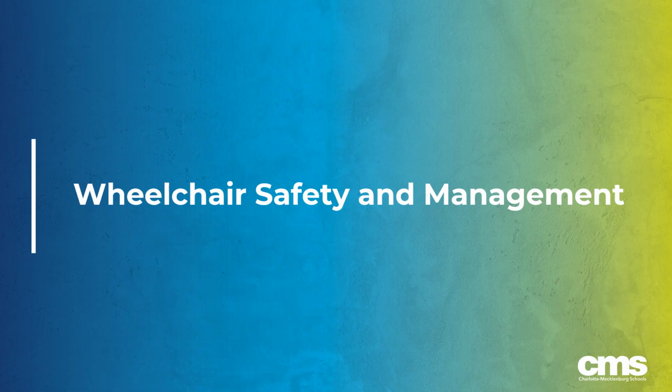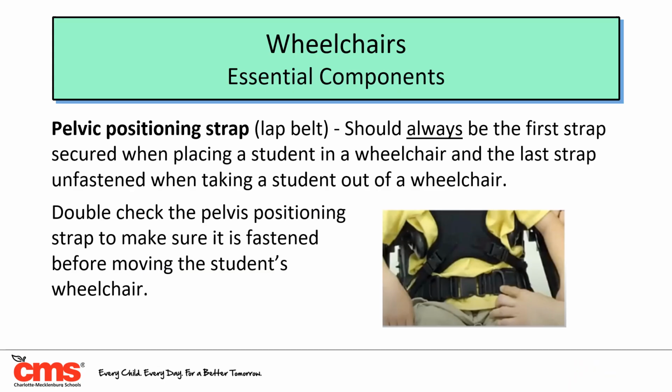Supporting students in wheelchairs safely is important. Essential components for using wheelchairs. The pelvic positioning strap or lap belt should always be the first strap secured when placing a student in a wheelchair and the last strap unfastened when taking a student out of a wheelchair. Double check the pelvis positioning strap to make sure it is fastened before moving the student's wheelchair.